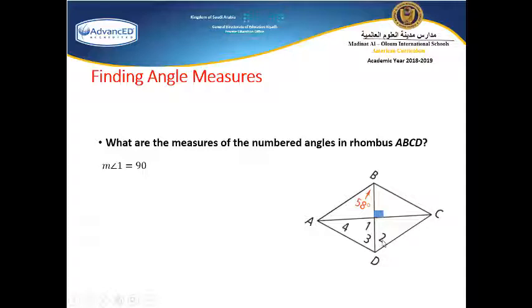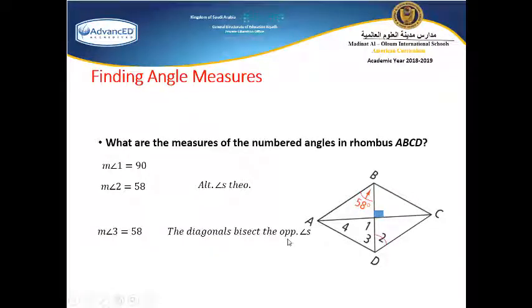And the measure of angle 2, by looking at this angle making the letter Z with angle 58, then angle 2 and angle 58 are alternate angles. Then the measure of angle 2 equals 58. Since this is a rhombus and the diagonal bisects each two opposite angles, then this opposite angle, angle D, is bisected. That means it is divided into two equal angles. Then the measure of angle 3 equals the measure of angle 2 equals 58.